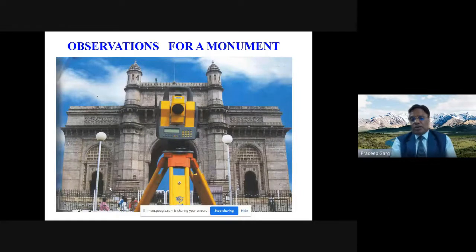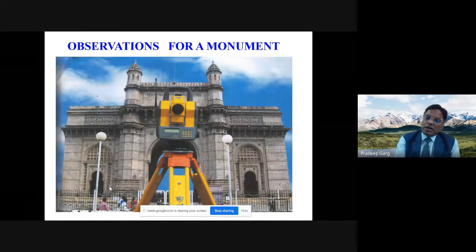When you are using this automatic kind of equipment, you have to set the instrument and the instrument will work smartly and collect the whole data. So this is an instrument which is kept in front of the monument, and it is collecting three-dimensional data of the monument, Gateway of India.